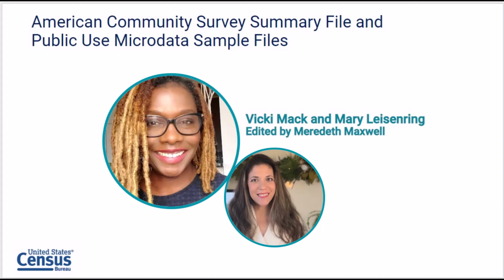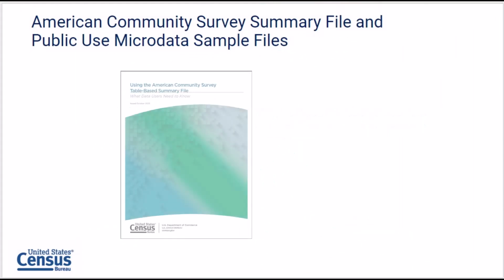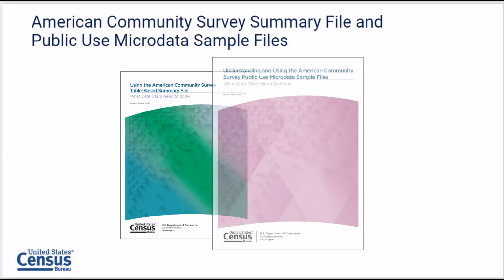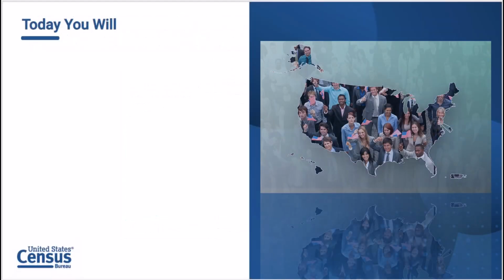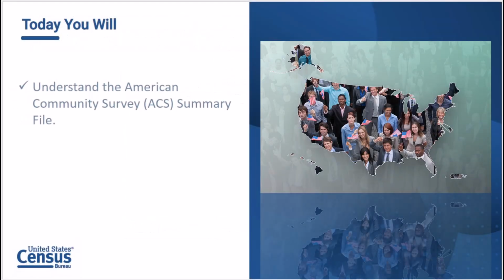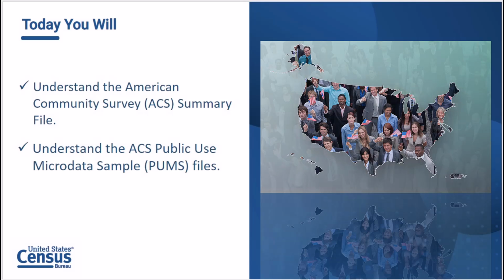Today's video is designed to introduce you to the ACS summary file and the ACS public use microdata sample, or PUMS, files. Both of these data products are intended for advanced data users who want to do more than obtain estimates for one or a few data tables. We'll also show you how to access them and the available supporting resources to help you better understand and use these products. After today's video, you will be able to understand what the ACS summary file and the public use microdata sample, or PUMS, files are.